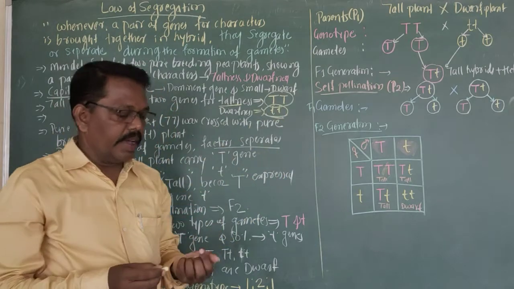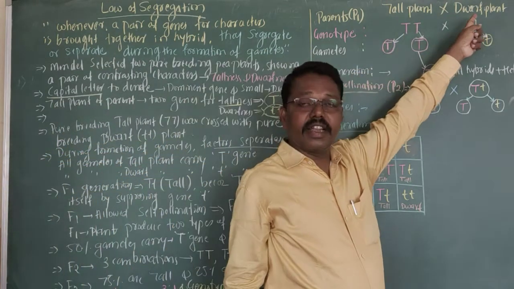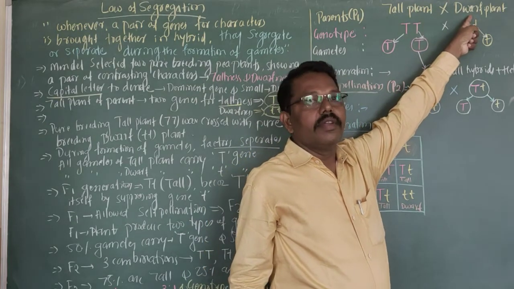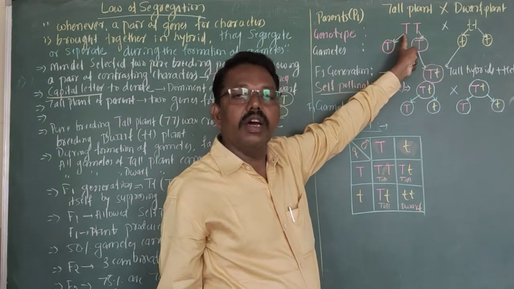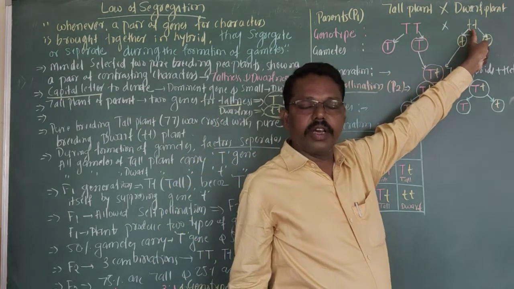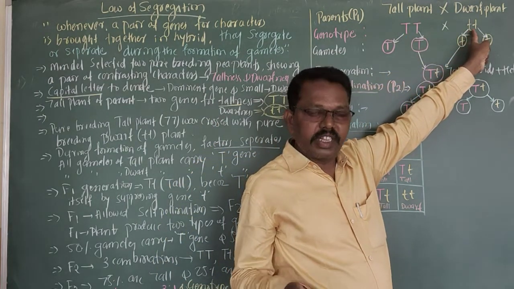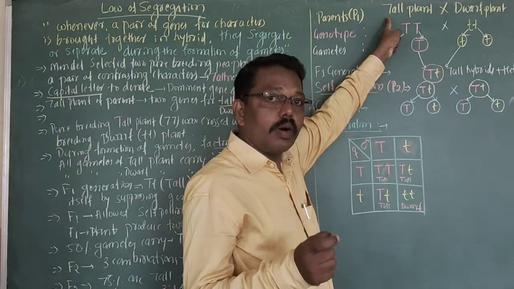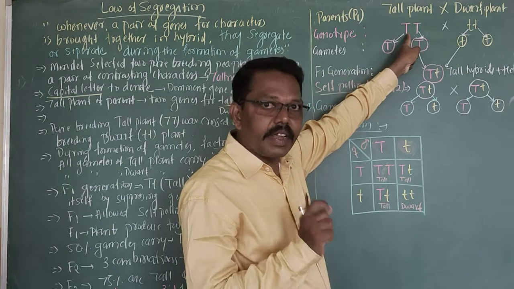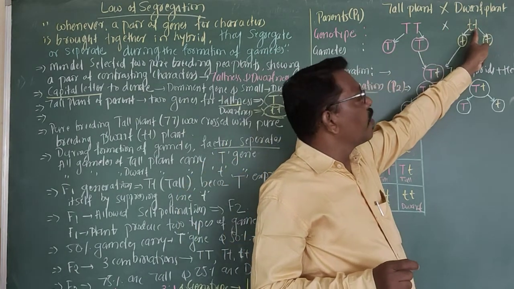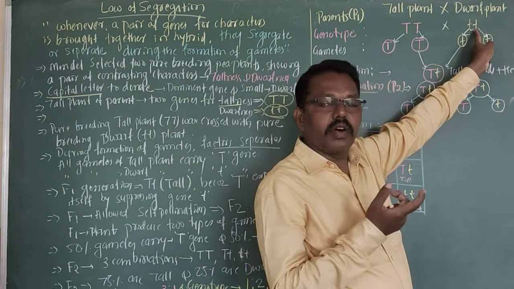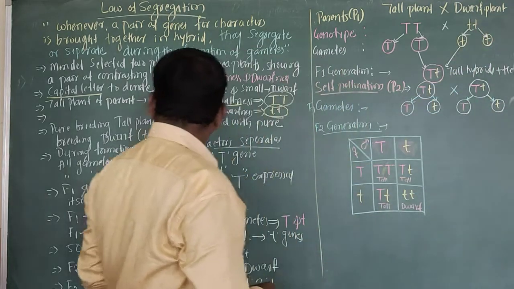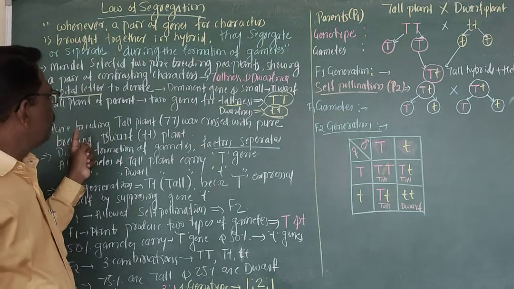Those are small t. Hence, Mendel selected two pure breeding pea plants. One plant is tall and the other plant is dwarf. He used the capital letter to denote the dominant gene and small letter to denote the recessive gene. The tall plant consists of similar type of genes, capital T, and the dwarf plant consists of similar type of genes, small t, because he selected homozygous individuals. Then the pure breeding tall plant.